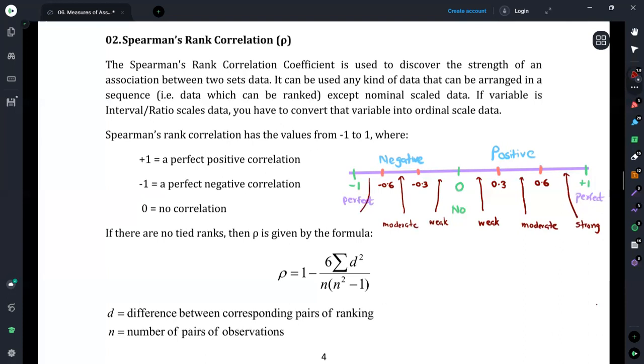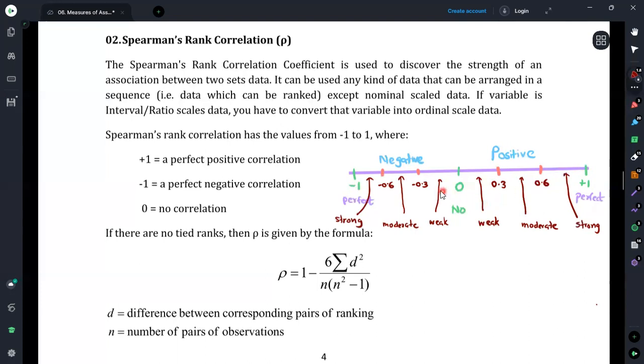And if it is in between minus 0.6 to minus 1, then we can say again that it is a strong relationship. Therefore, by combining them with the positive, we can say that if it is in this region, there is a weak positive relationship. If it is in this region, then there is a moderate positive relationship between the variables. Then if it is in this region, there is a strong positive relationship between the variables.